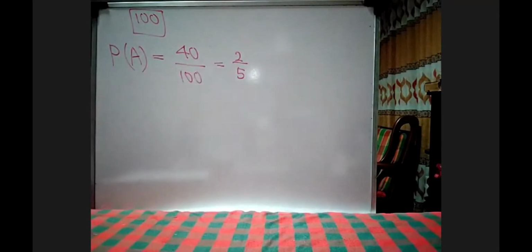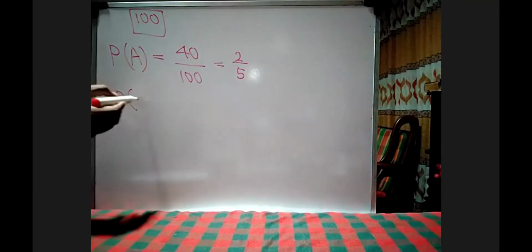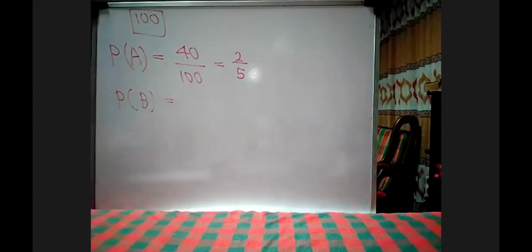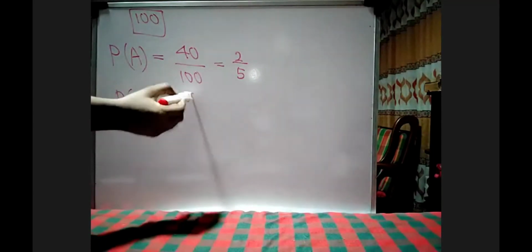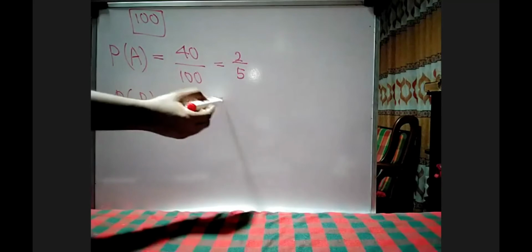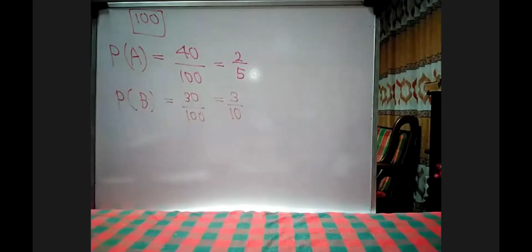Then second information, 30 purchased bucket seats. So I will take event B as bucket seats. 30 out of 100, that is 3/10.